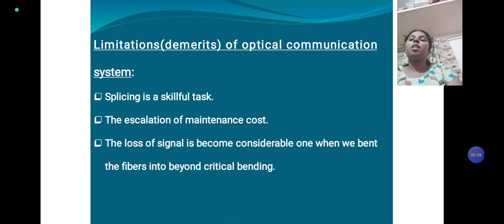Now when we see the disadvantages of optical communication, splicing is a skillful task. To do splicing, one must be trained. There is an escalation, a hike, of maintenance cost, means more amount will be spent on it. Then the loss of signal becomes considerable when we bend the fibers beyond the critical bending. So this is what we got to know in this slide about optical fiber, their principle, transmission, their block diagram, and their advantages and limitations.